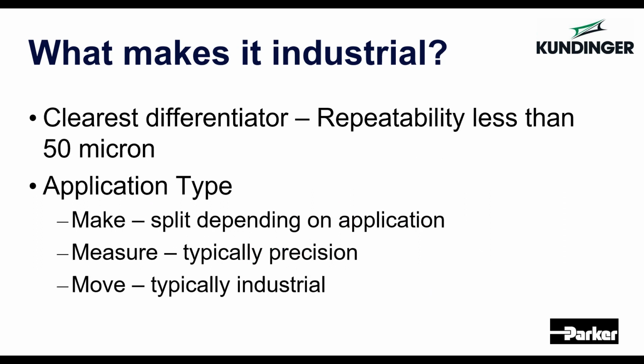We classify motion applications into three basic types: make, measure, and move. Make refers to the actuators performing some sort of manufacturing operation. And this is a gray area between precision and industrial, just because of what kind of accuracy requirements your systems have.